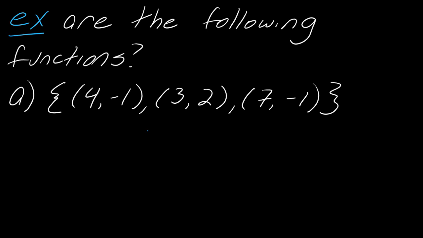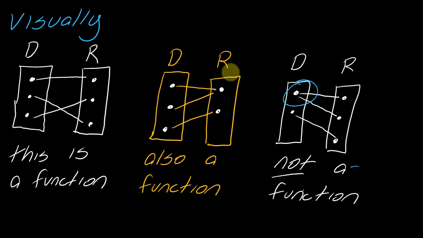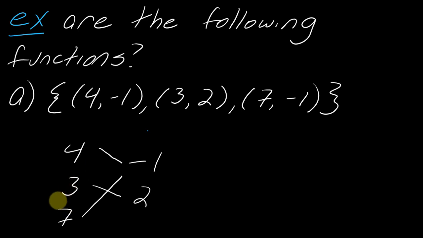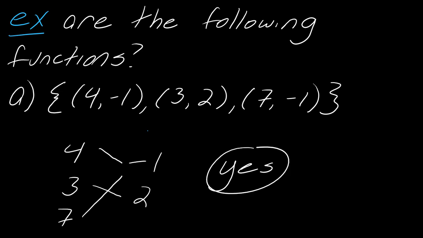Okay, so in the domain, I have 4, 3, and 7, and in the range, I have -1, 2. I have -1 again. I don't have to repeat that in the range. Okay, so 4 goes to -1, 3 goes to 2, and 7 goes to -1. So if I go back to that visual representation, two things in the domain can go to the same thing in the range. That's okay. So the fact that 4 and 7 both go to -1 is fine. So yes, this is still a function.